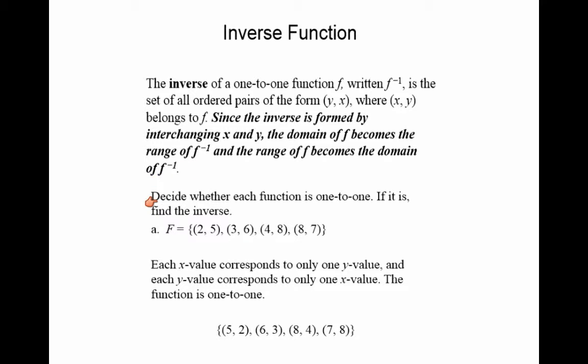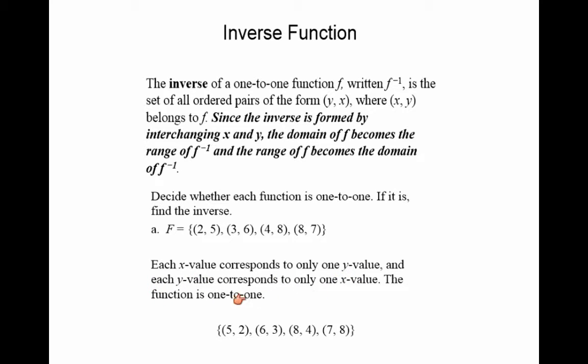Decide whether each function is one-to-one. If it is, find the inverse. Well, let's take a look. Here I have 2 mapping to 5 from the domain to range, 3 is mapping to 6, 4 is mapping to 8, 8 mapping to 7. Each x value corresponds to only one y value, and each y value corresponds to only one x value. So the function is one-to-one.